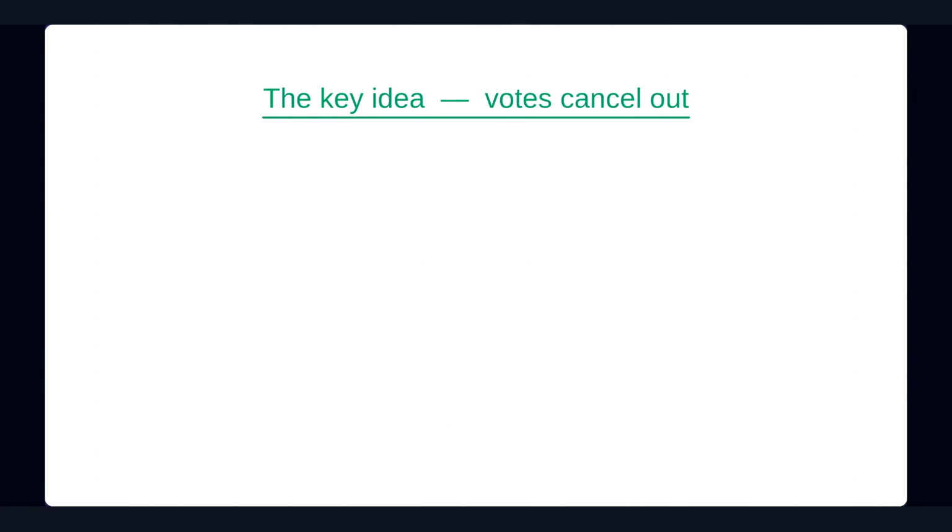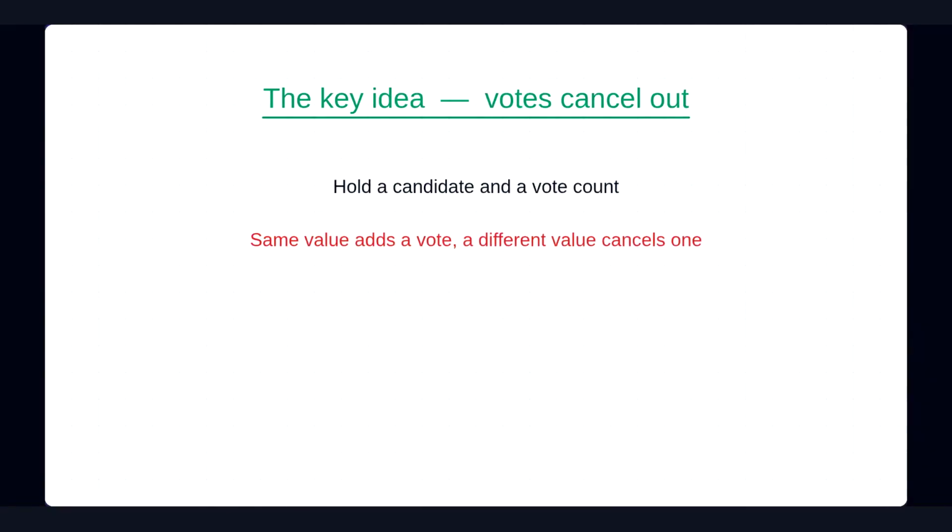Picture an election where each element votes. We hold one candidate and a count of its lead. When we see the candidate again, its lead grows. When we see a different value, one vote is canceled, shrinking the lead. If the lead ever drops to 0, we adopt whatever we are looking at as the new candidate. Because the majority value appears more than half the time, its votes can never all be canceled, so it survives as the final candidate.